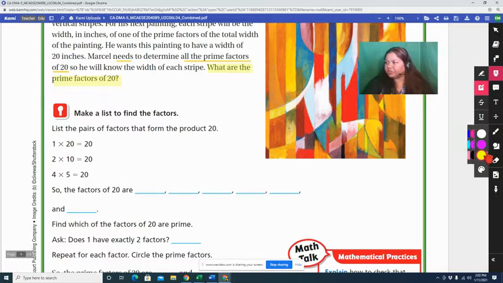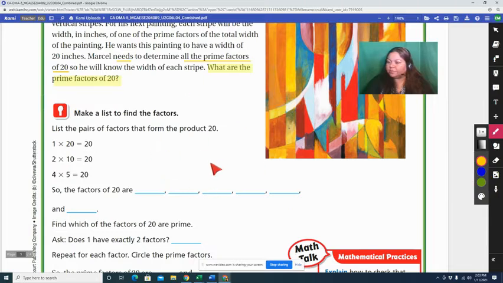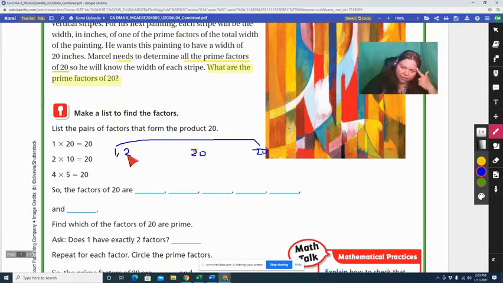Another way that I've been showing you how to do this is what I call the rainbow. I put the number here in the middle, 20, right? And then I start with 1 and the number itself, 1 and 20. Those are my first two factors. Then I'm going to go to the next number, which is 2. First I think in my head, can I multiply 2 times something to get 20? Yes, 2 times 10. So 10 is another factor.